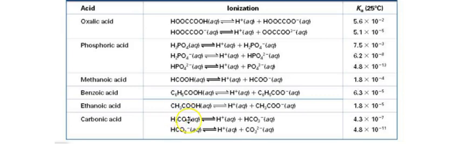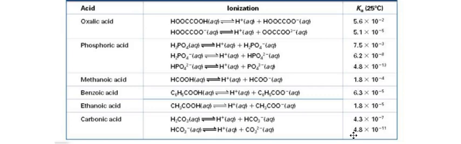And then over here is carbonic acid, it's a diprotic acid because it's H2CO3. And so here are the Ka values, okay? This is a measure of how strong and how weak these acids are. So the bigger the number, the stronger the acid. The smaller the number, the weaker the acid.